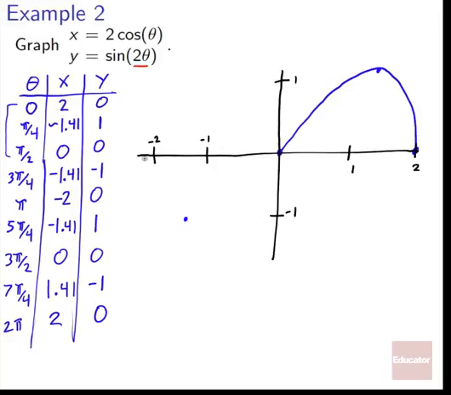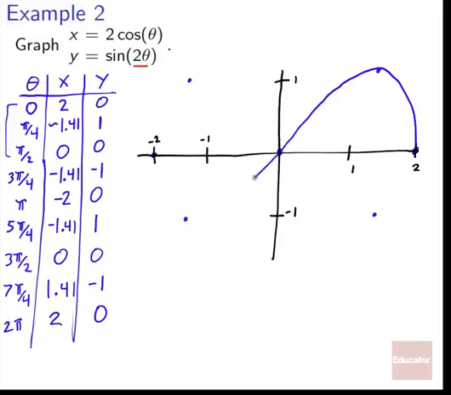And then at pi, we're at negative 2 and 0. At 5 pi over 4, we're at negative 1.41 and positive 1. At 3 pi over 2, we're back to 0, 0. At 7 pi over 4, we're at 1.41 and negative 1. And then we're back to 2, 0. And from there, it just wraps.